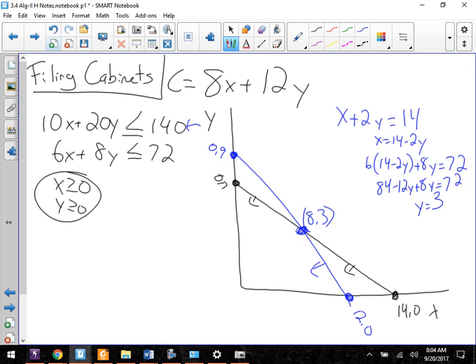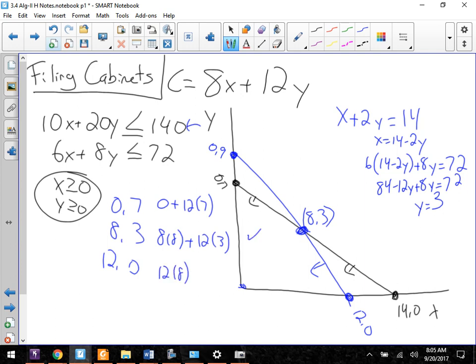The answer winds up being when you substitute in your threes, because obviously we don't have to worry about 0, 0. You're going to test it at 0, 7, 8, and 3, 12, and 0. When you substitute all the way through, you're going to have 0 plus 12 times 7, 8 times 8 plus 12 times 3, and then 12 times 8. And I believe the one in the middle worked out to be the maximum storage. Biggest bang for your buck.